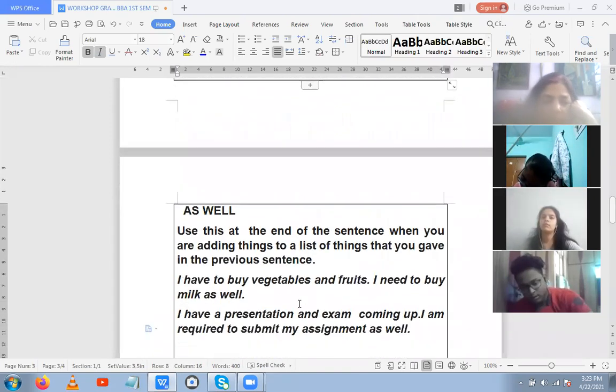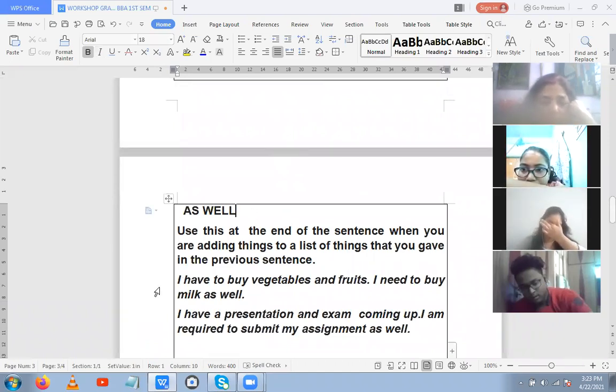As well. "As well" is the same as "too". Similarly, use these at the end of the sentence when you are adding things to a list of things that you gave in the previous sentence. It's similar to "too". I have to buy vegetables and fruits. I need to buy milk as well.